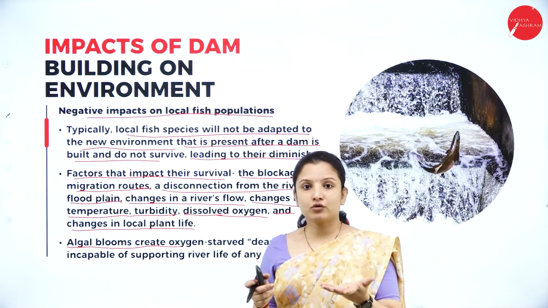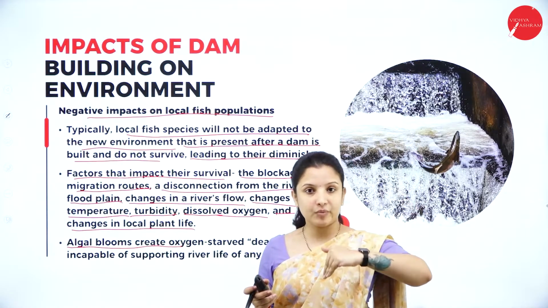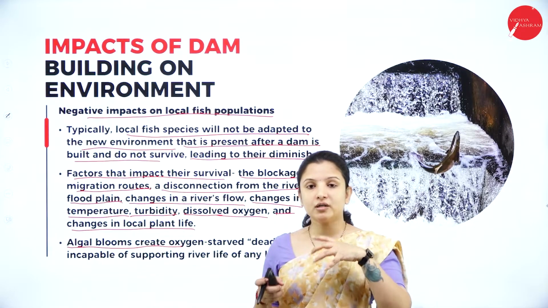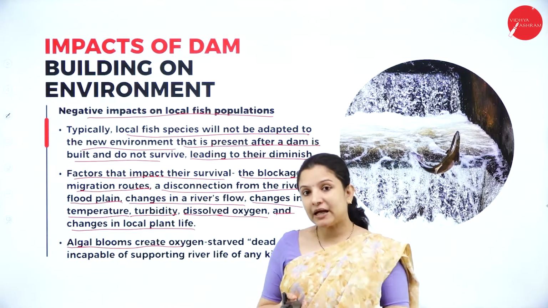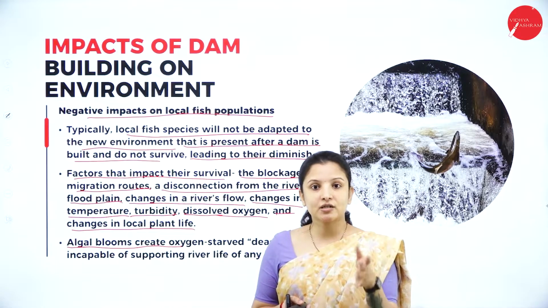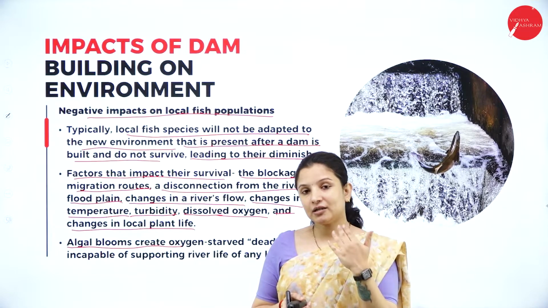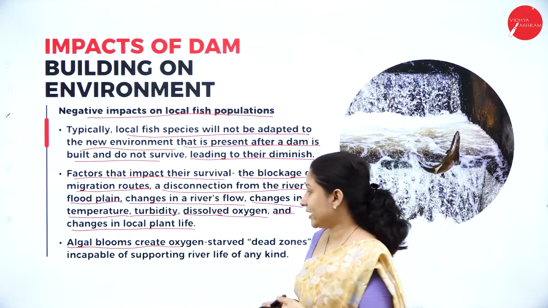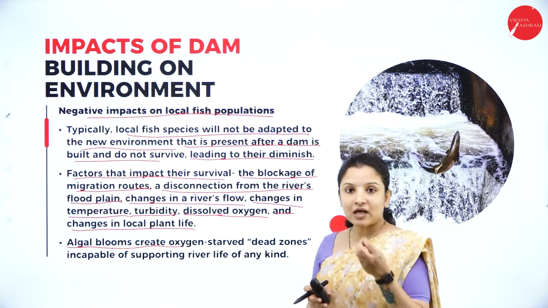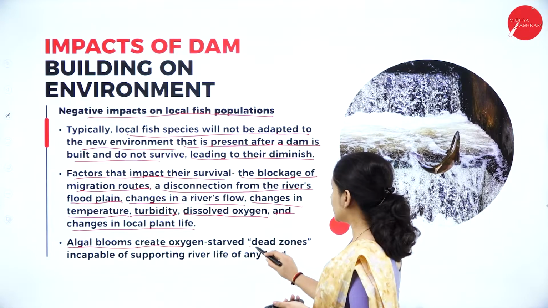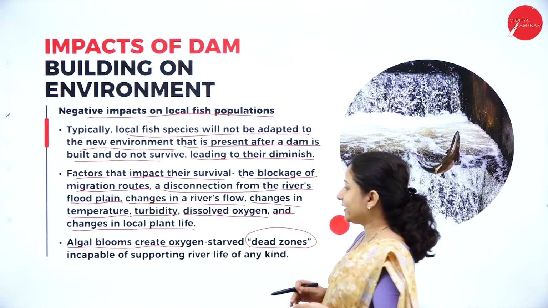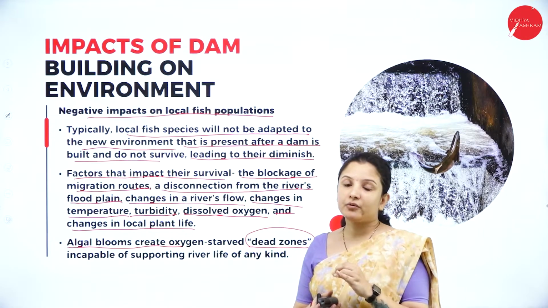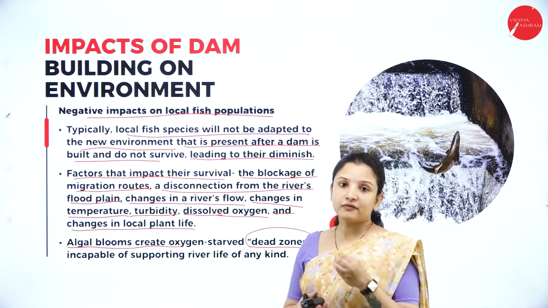So when algae overgrowth happens, what happens? Sunlight will not be able to penetrate into the water. If the sunlight is not able to penetrate into the water, the plants cannot grow properly. So if the plants do not grow, then the oxygen content in the water will reduce. If the oxygen content in the water reduces, the fishes that are there will not have enough oxygen for their survival. So they become starved of oxygen and that particular area becomes a dead zone. It means it will become a dead zone because it won't be capable of supporting any forms of river life there.